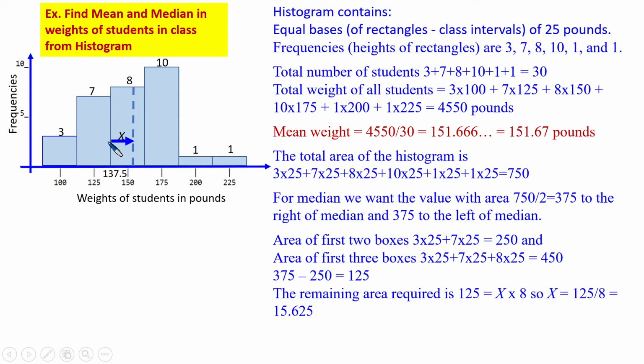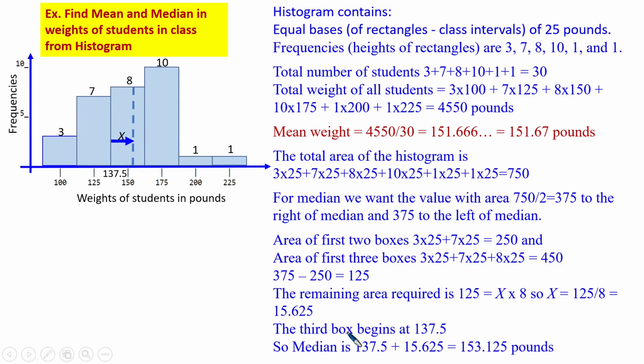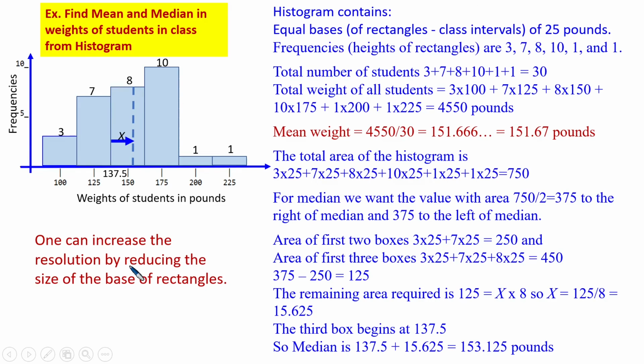This 3rd box starts here, so I add this 15.625. I know the 3rd box begins at 137.5. So the median is 137.5 plus this x, that is 15.6, so the median is 153.125 pounds. Okay. And one can increase the resolution by reducing the size of the base. So if you want to increase the resolution, you reduce the size of the box. And of course the mode is somewhere at 175, the maximum frequency.